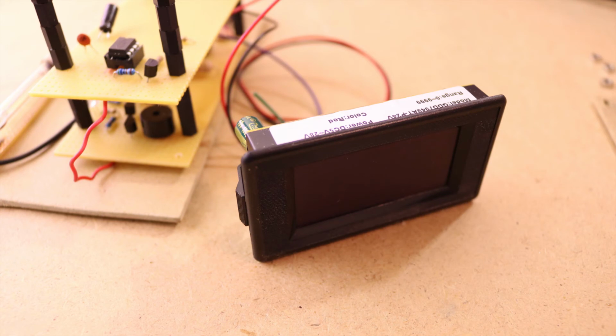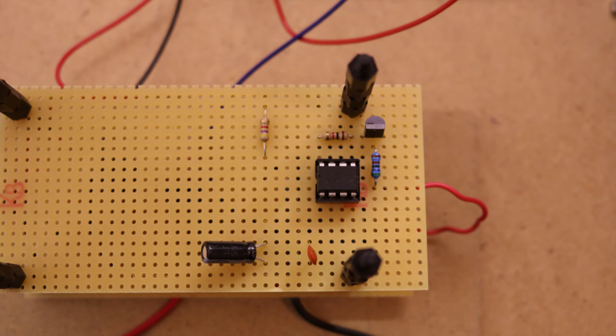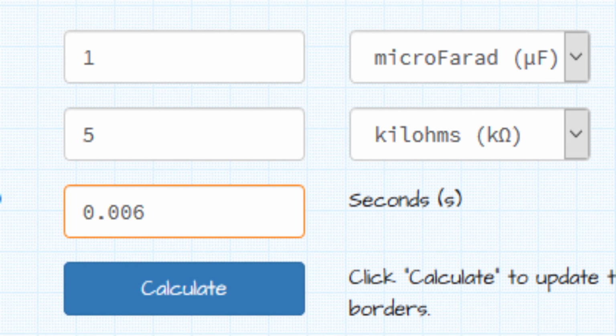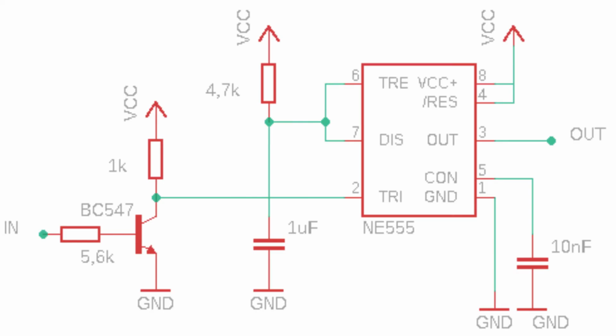However, this had the problem that the pulse duration was too short for the counter. To get around this problem, I used an NE555 pulse extender. It's another easy NE555 circuit, also known as NE555 monostable. I used an online calculator to make the output pulse duration long enough to be detectable for the counter circuit.